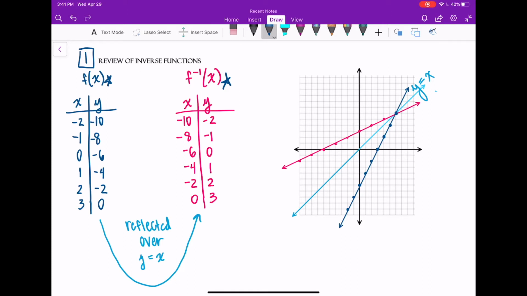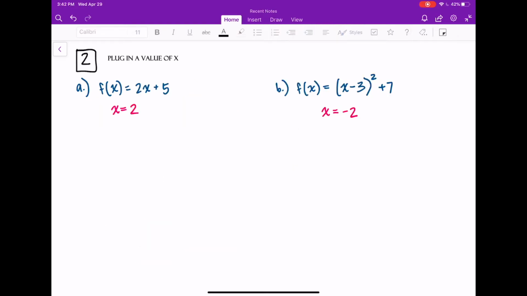As you can see, we have a function and its inverse represented on the graph. We learned that the inverse of the function reflects over the line y equals x, which you can see demonstrated on the graph. As you can see by the tables, when this reflection happens, the x and y coordinates switch places. First, we're going to practice plugging x into a couple of equations.